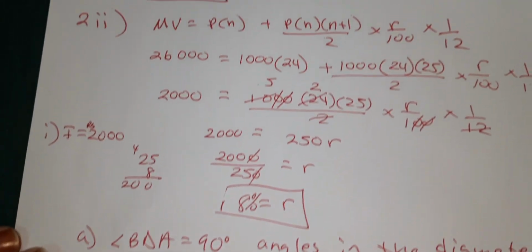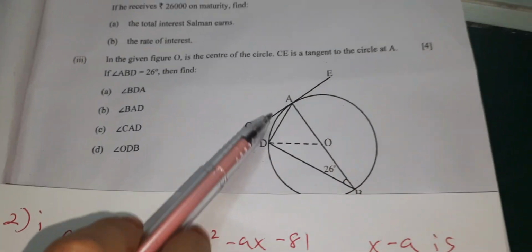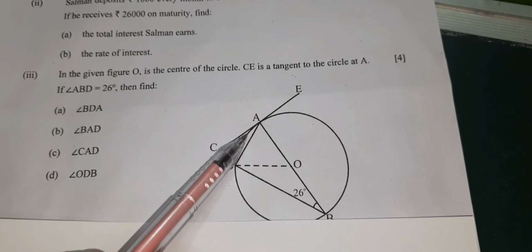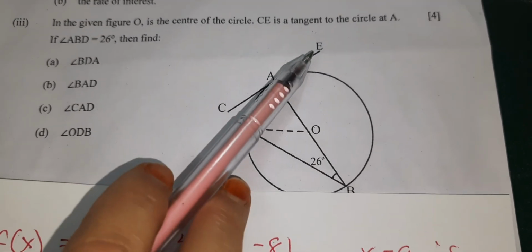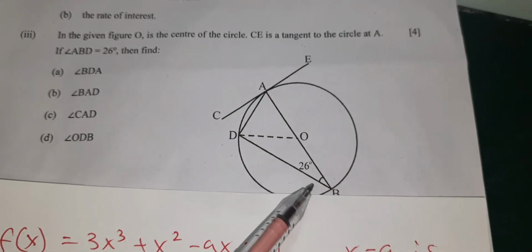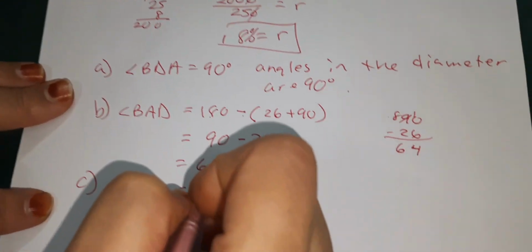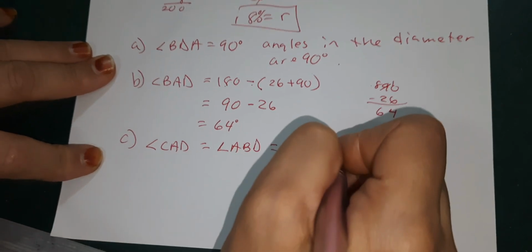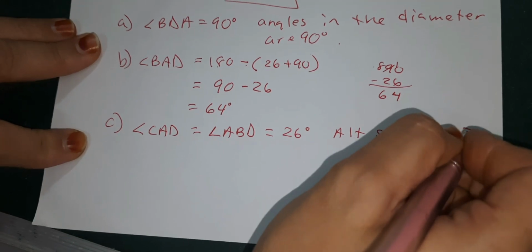Now they ask us for the third one, CAD. Angle CAD is this angle right here. This angle has to equal the angle ABD, because the angle between a tangent and a chord is equal to the angle in the alternate segment. So by the alternate segment theorem, angle CAD is equal to angle ABD, which is equal to 26. Reason being alternate segment theorem.